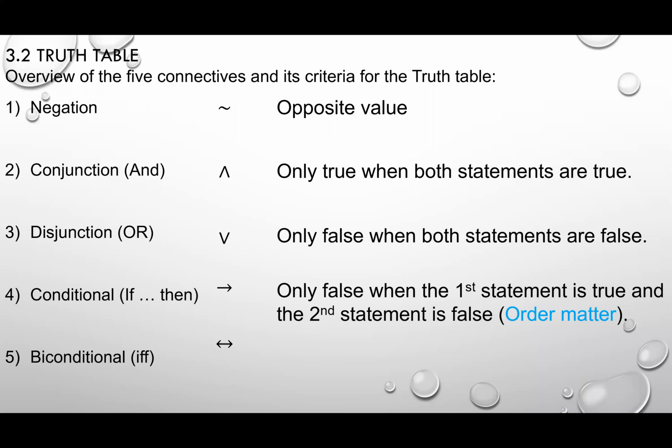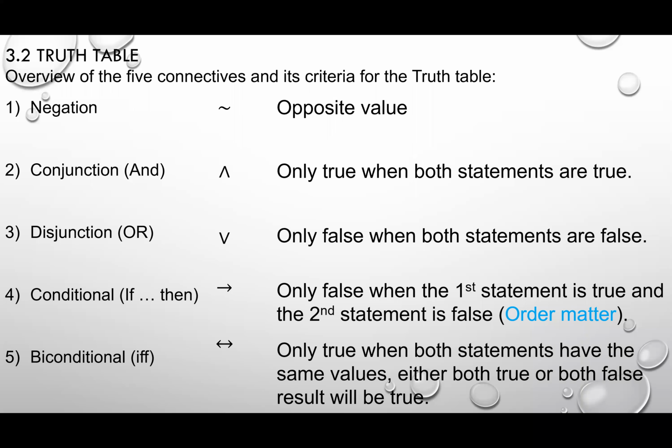And lastly, the if and only if, the biconditional statement, which is the double arrow. For the double arrow, you need to have two of the same. If they are both true, the result is true. If they are both false, the result is still true. For the biconditional statement, think in terms of bi meaning two: you need two of the same. So that is what we have in terms of the criteria of the truth table.